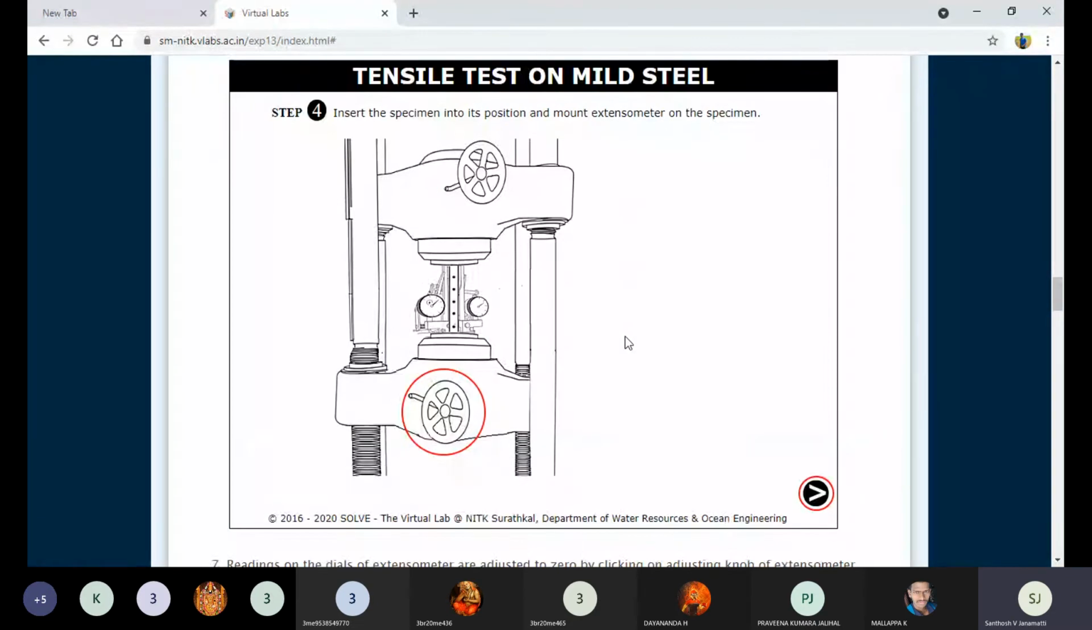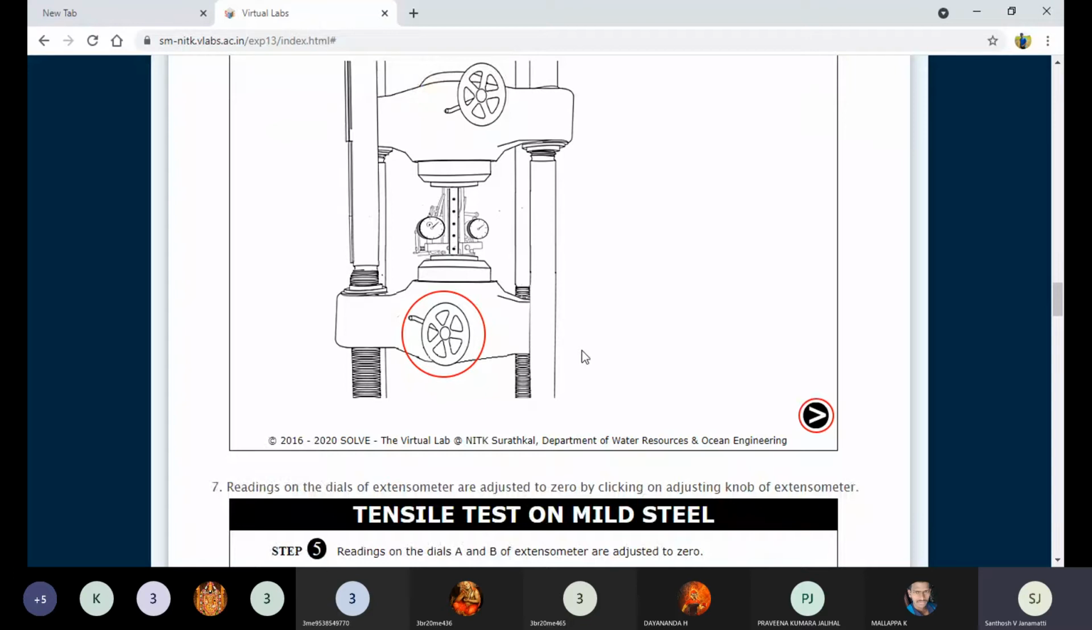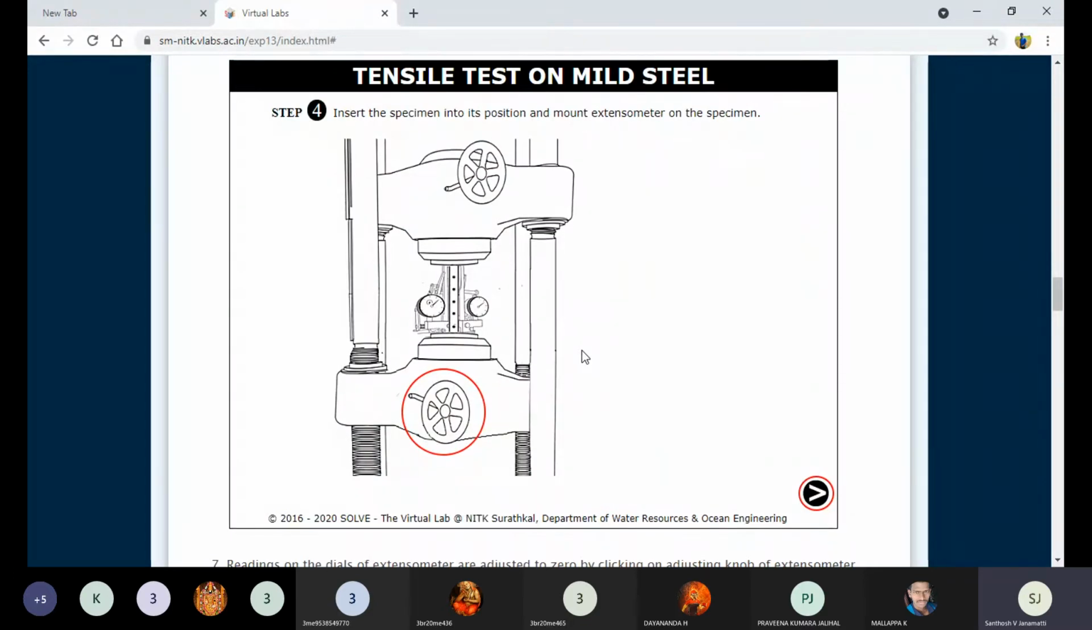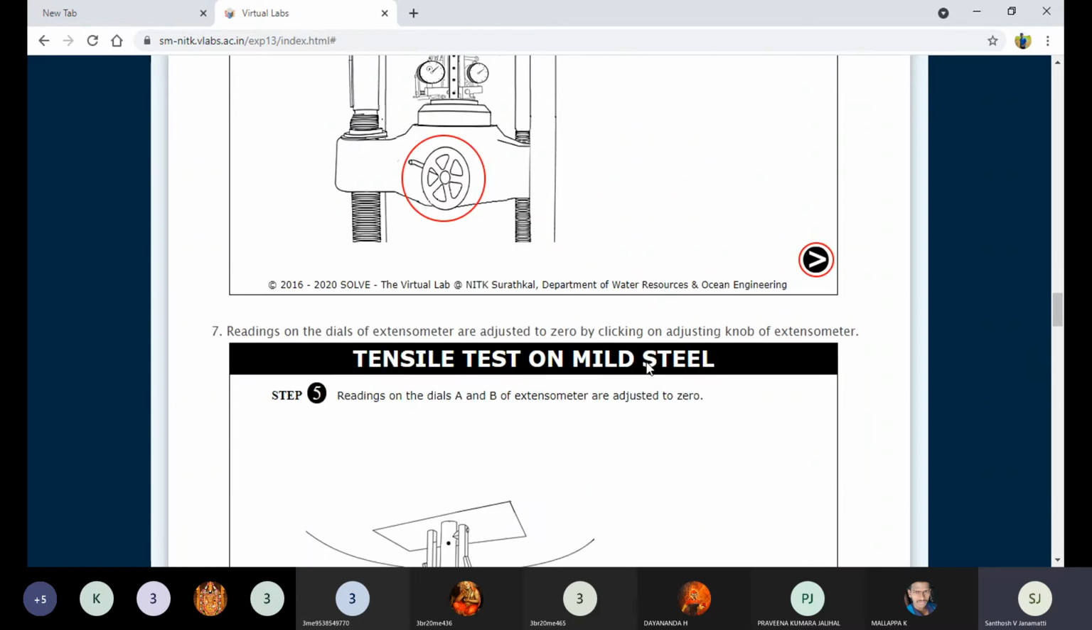Step 4 is to insert the specimen into its position and mount the extensometer on the specimen. Then you can go to the machine and insert the specimen with the help of the extensometer and the motor, all automatic. Many industries and institutes today have automatic machines. You can just use the control panel to control the machine. Earlier everything was manually operated. Now everything is automatic, you can control the machine and get the graph automatically on the monitor. Everything is digital now.